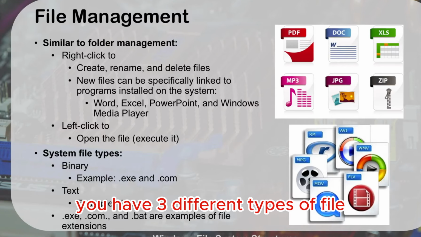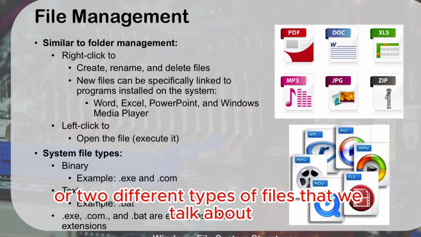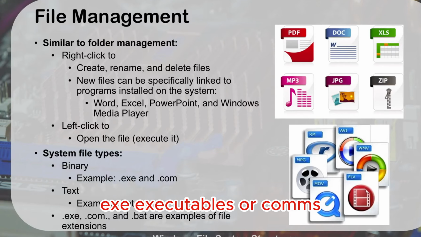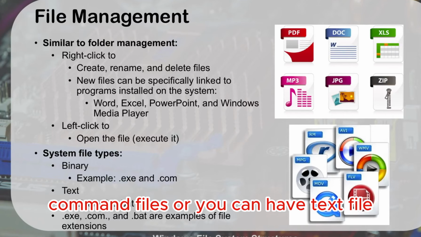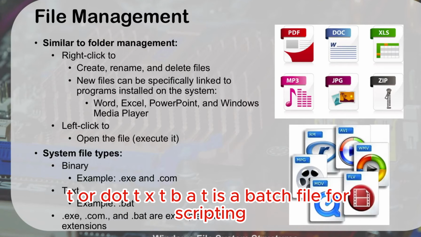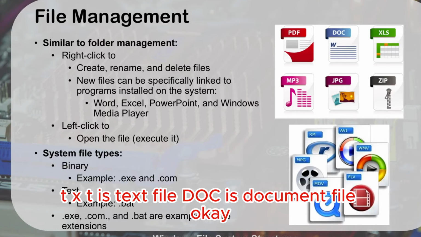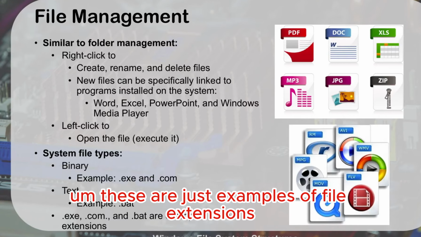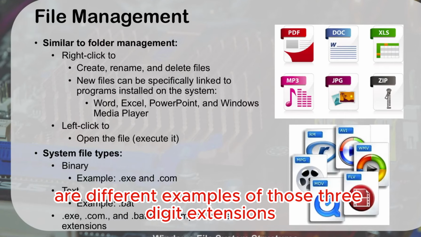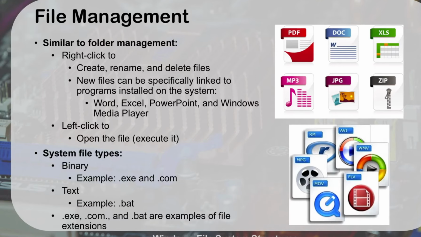You have 2 different types of files that we talk about. We have what's called binary files, for example, program files, EXE executables, or COM command files. Or you can have text files, things like a .bat or .txt. BAT is a batch file for scripting. TXT is a text file. DOC is a document file. These are just examples of file extensions, those last 3 digits like we talked about. All the ones on the right are different examples of those 3-digit extensions for different types of file formats.